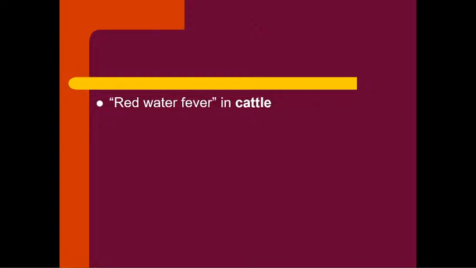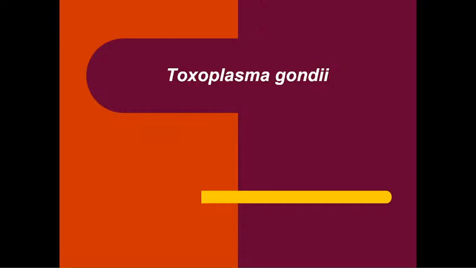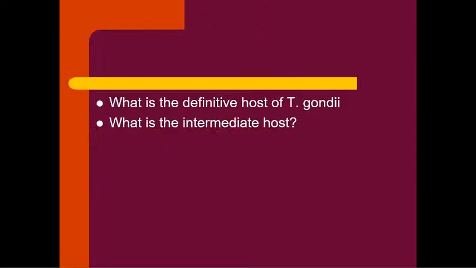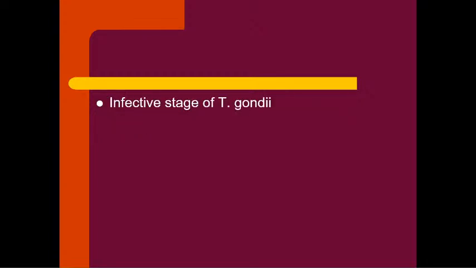Now, let's talk about toxoplasmosis. Another sporozoan. The definitive host of toxoplasma is, again, not human. It is cats, so please don't forget that one. And its intermediate host is man. The infective stage of Toxoplasma gondii is oocysts from cat feces.